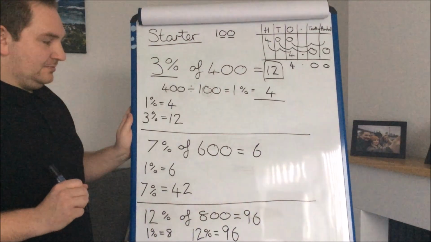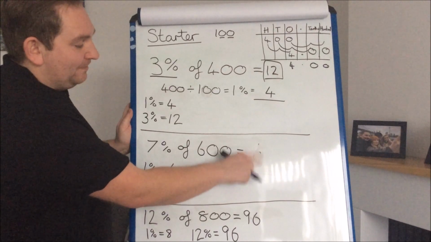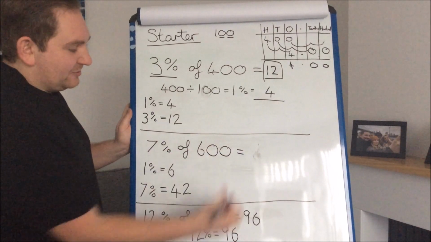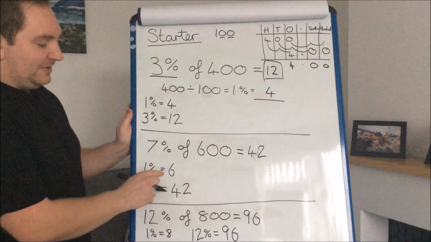And looking back, I realise I've just put a 6 here. That should not go there. 7% of 600 is 42. 1% of 600 was 6.